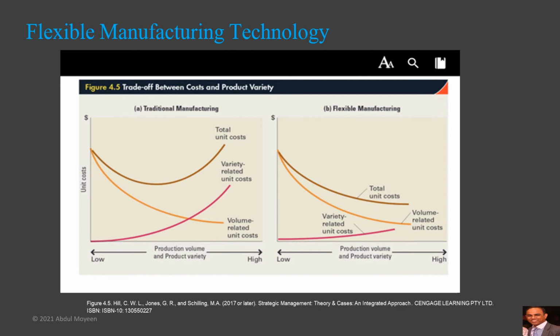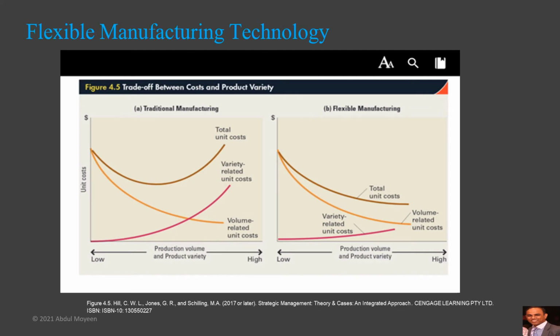Now, when we discussed the concept of economies of scale, we found that a company can achieve low cost per unit only when it produces large volume of standardized product. This, however, limits companies' ability to produce a variety of products or customization of its product. These limitations can be addressed by adopting flexible manufacturing technology.